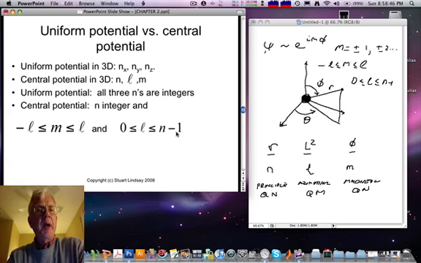So let's compare this with the three-dimensional case, where for a free particle we had nx, ny, and nz all allowed to be an infinite series of integers. In 3 dimensions we have 3 quantum numbers: the principal quantum number n, which can be any integer, L, which can be 0 or less than or equal to n minus 1, and m, which can lie between plus and minus L.